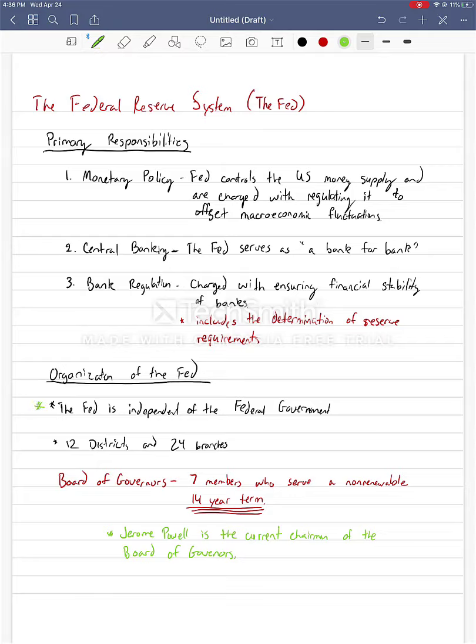I can't stress that enough. The Board of Governors is independent and does not take orders from the president or any other politician. The reason they're able to be so independent is because they're also self-supporting.